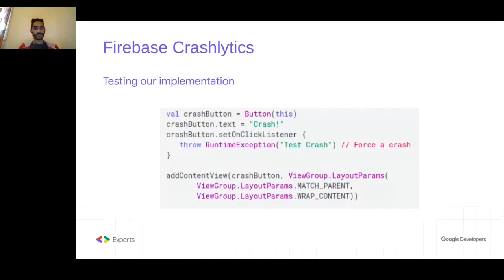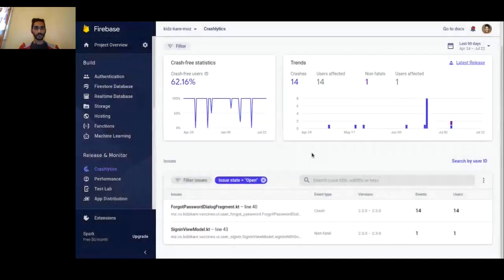Once you add Crashlytics to your app, you can actually go ahead and test it. So in this example, as we can see, a button that says crash, and when the user clicks on it, we are throwing a runtime exception. We're trying to force a crash in here. So what we expect to happen is that once we click on the button, this exception that was thrown on our app should be seen on the Firebase console. So this is basically what the Firebase console looks like.